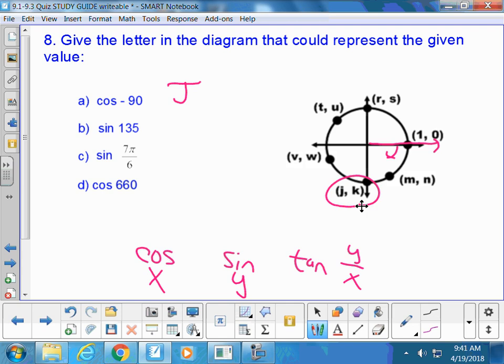All right, where would 135 be located? Keep in mind, this is 180 and this is 90. So 135 is probably at T or U. Now, do I want T or U if I'm wanting sine? U, because it's a y value.